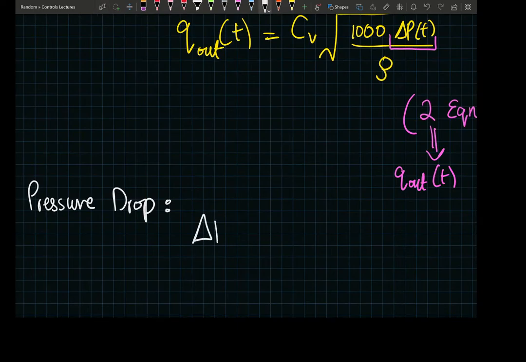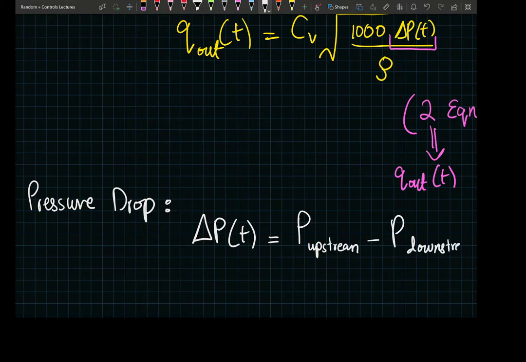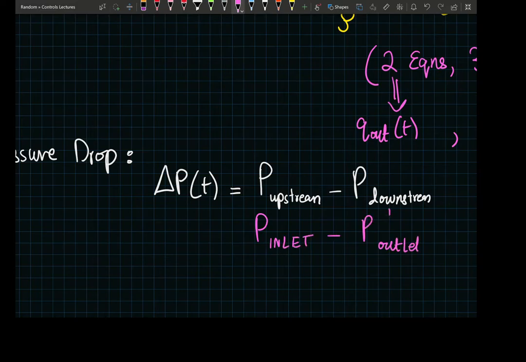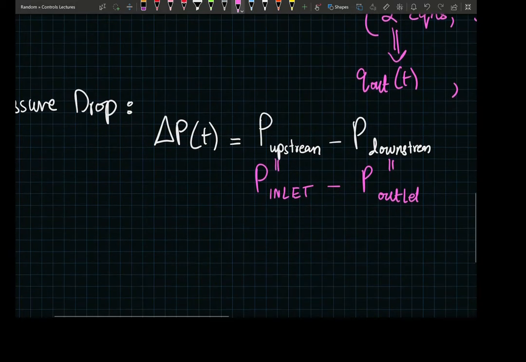Delta P of t is equal to the upstream pressure minus downstream pressure. This is exactly the same thing as in some textbooks it will be written as P inlet minus P outlet. Exactly the same thing. There is absolutely no difference.